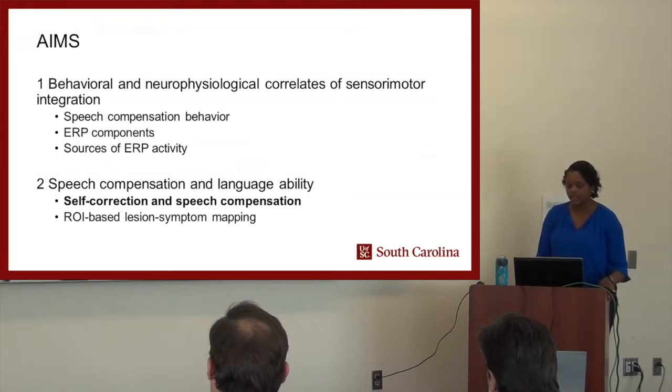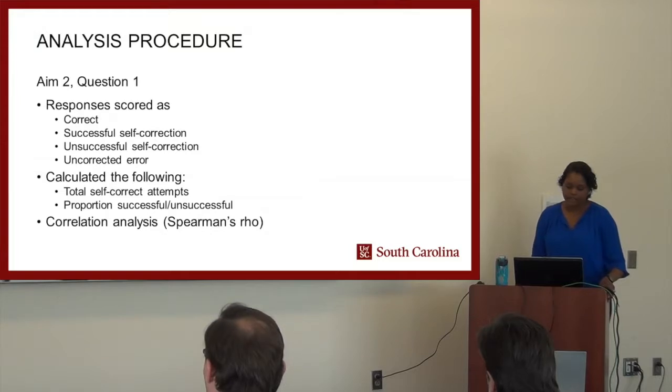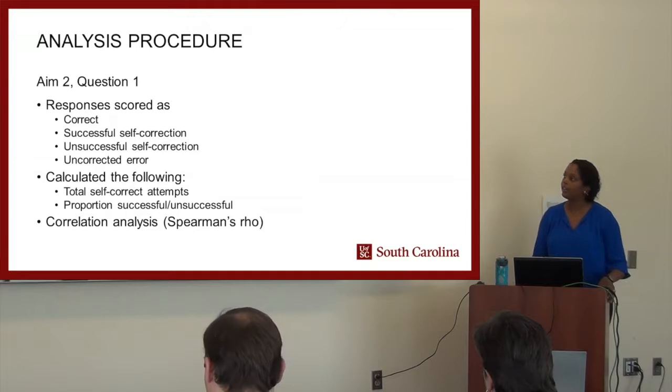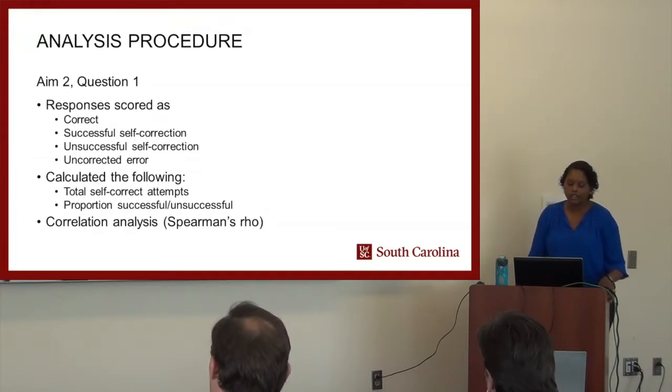Okay, so we'll move on to the second aim by first looking at the naming task and how performance correlated with behavior in response to the AAF. After the participants completed the naming task, their responses were scored as one of these four. If they named the item correctly on the first attempt, it was scored as correct. If they initially provided an incorrect attempt and then a correct attempt, it was scored as a successful self-correction.